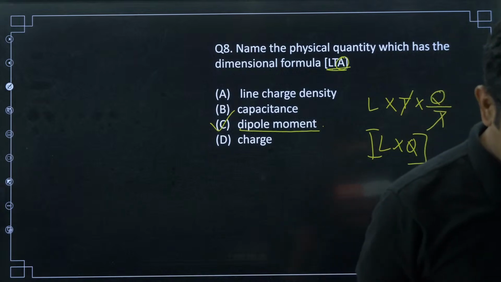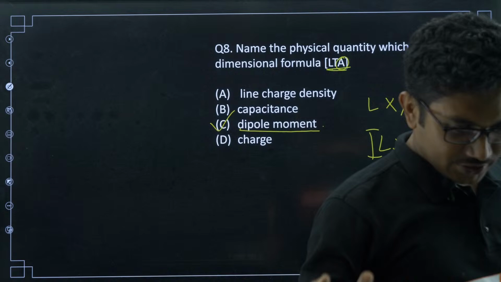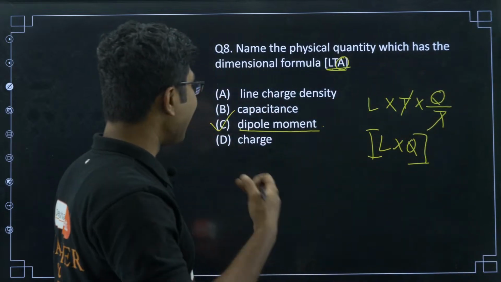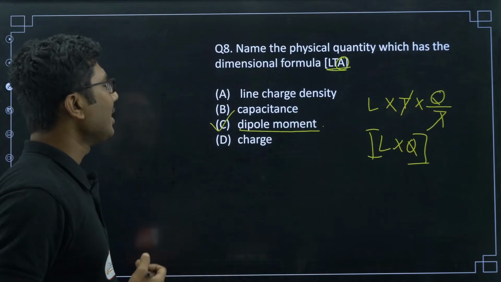Krishna, Anaga, Madhumita, Anup, Varija, everyone is saying 8C. So yes, 8C is the correct answer. Let us move on to the next question.